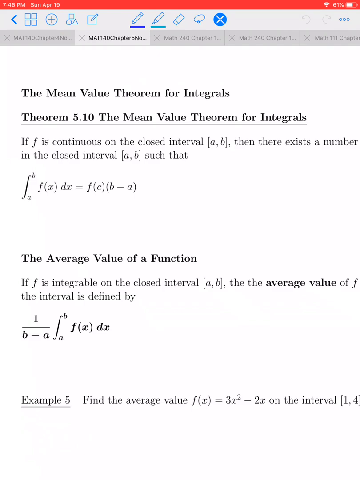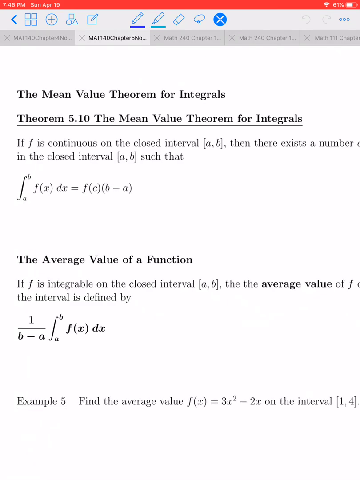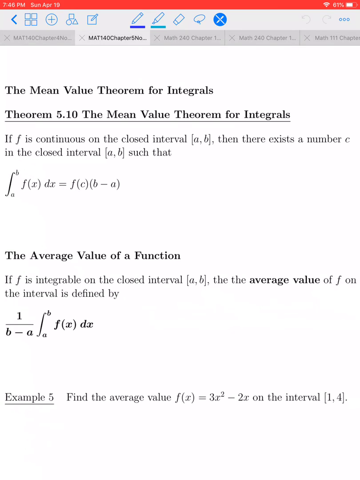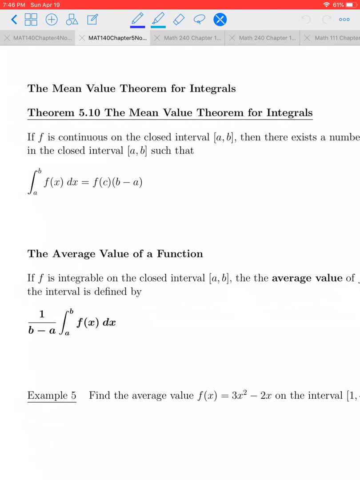Let's take a look at the mean value theorem for integrals. We had a mean value theorem earlier for derivatives. Theorem 5.10, which is the MVT for integrals, says that if f is continuous on the closed interval a to b, then there exists a number c in the closed interval a to b such that the definite integral from a to b of f of x dx is equal to f of c times b minus a.